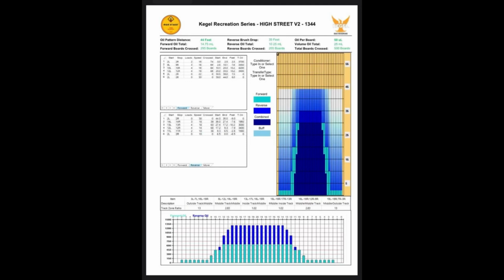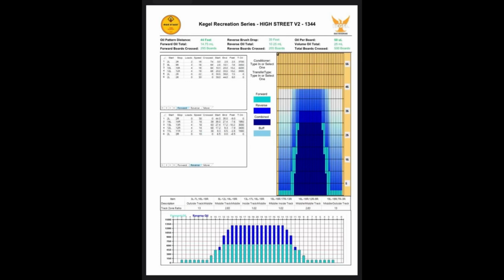Now, if you were to go to the right side of that sheet and down one row, you would find volume oil total. This is the total oil that's on the lane, 25 milliliters. So 10 milliliters is equivalent to like 2 teaspoons. So there's about 5 teaspoons of oil on the lane. Sounds a little bit different when you put it in those terms.